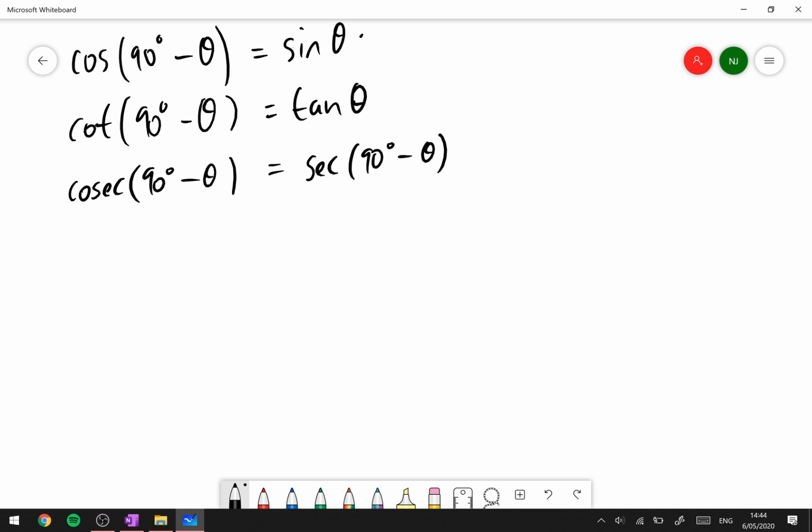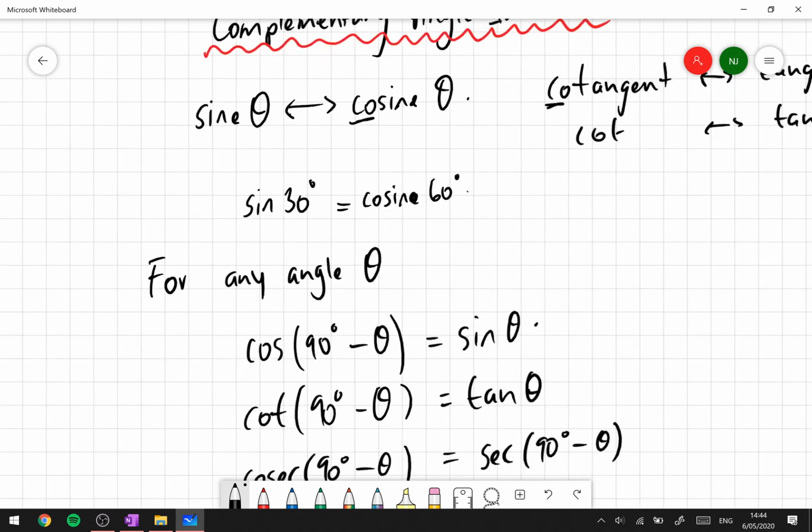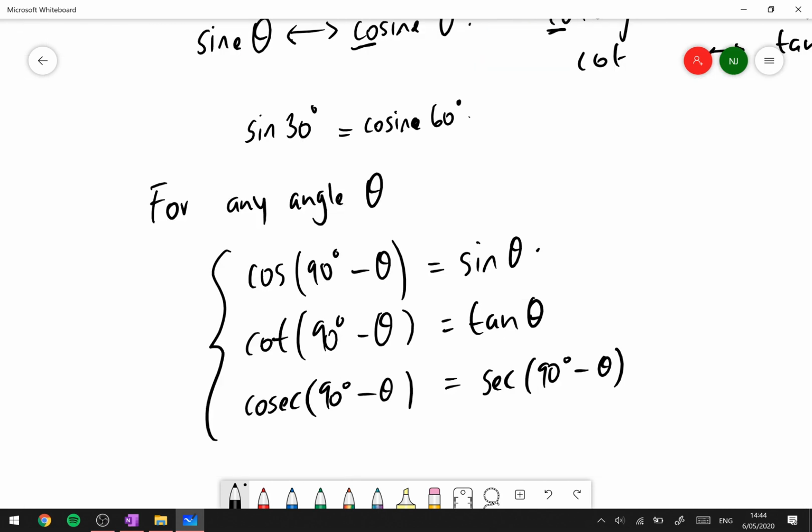Anyway, these are our complementary angle identities. These are the three identities that we're concerned about. With that being said, let's have a look at some proofs in the next video.